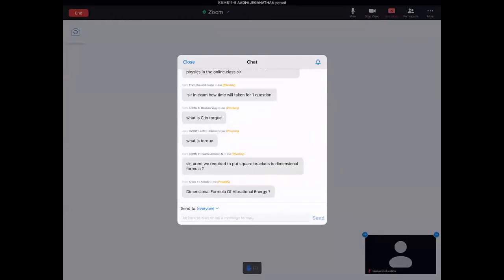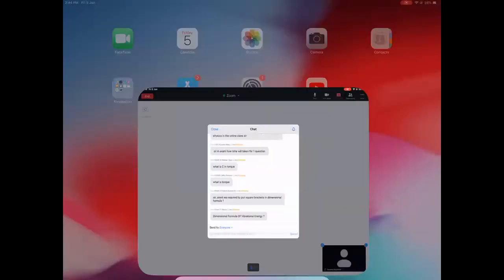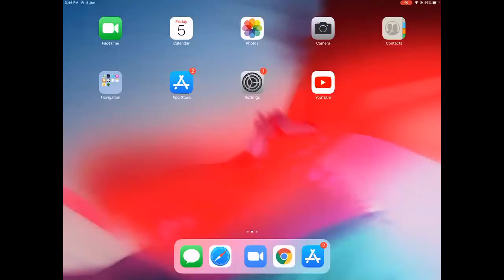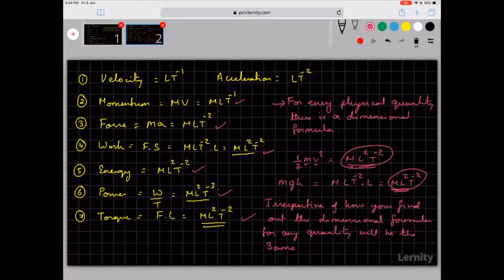Sir, aren't we required to put square brackets in dimensional formula? Not required, but yeah, good way to put it. Dimensional formula for vibrational energy. For any type of energy, it is the same thing. Torque is the rotatory effect of a force. We'll understand everything, don't worry. So let's go on. Torque is not C, it is force into L.